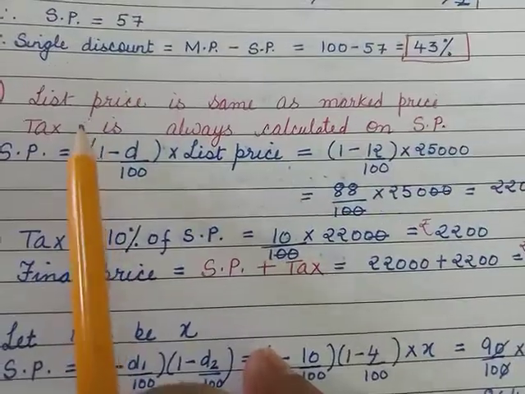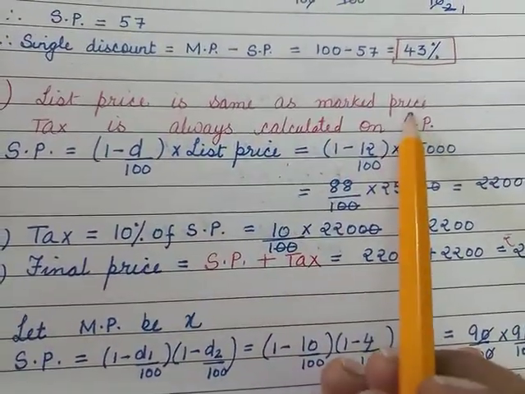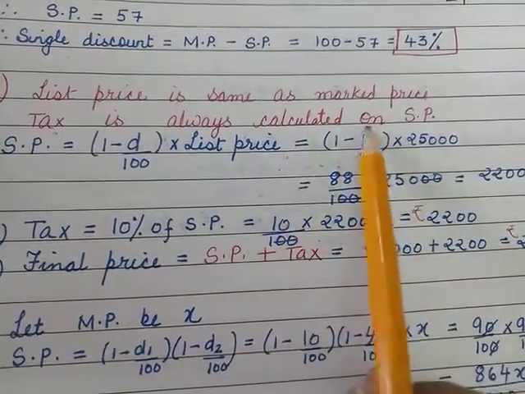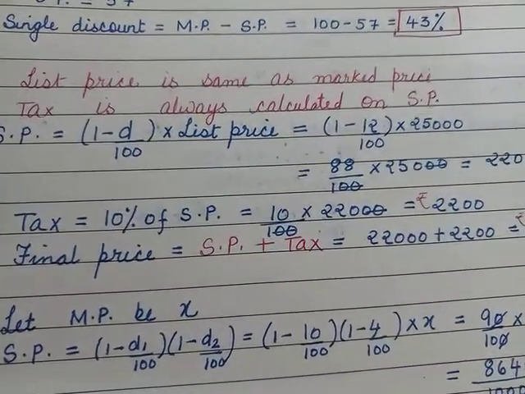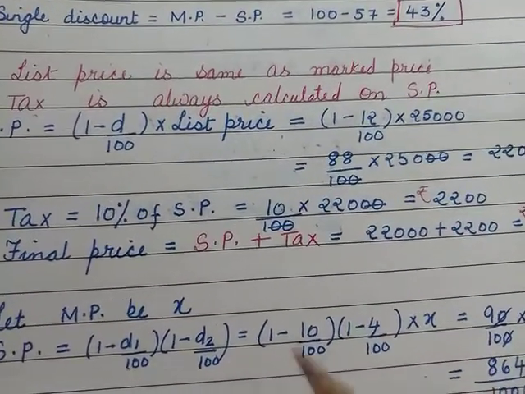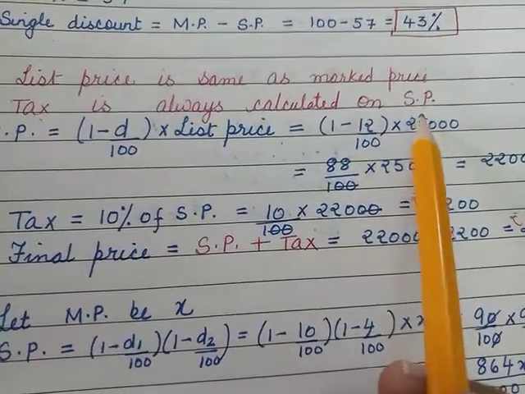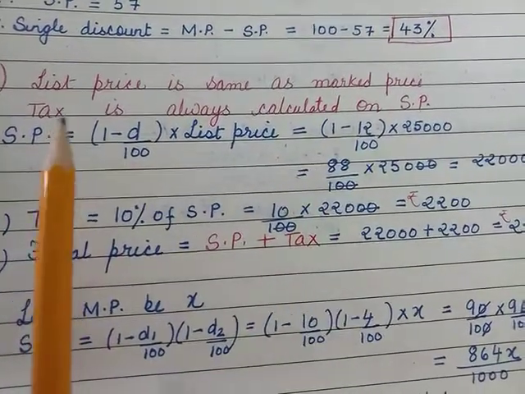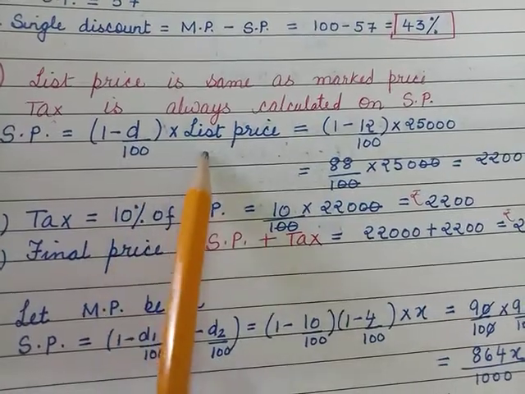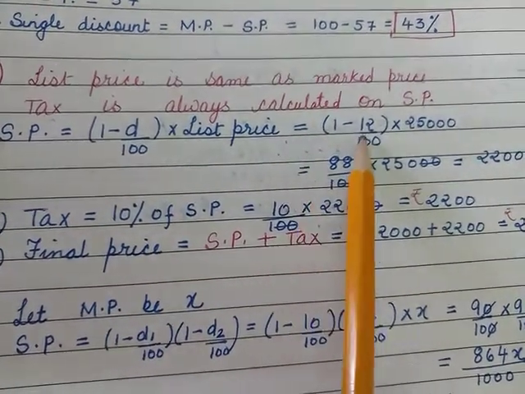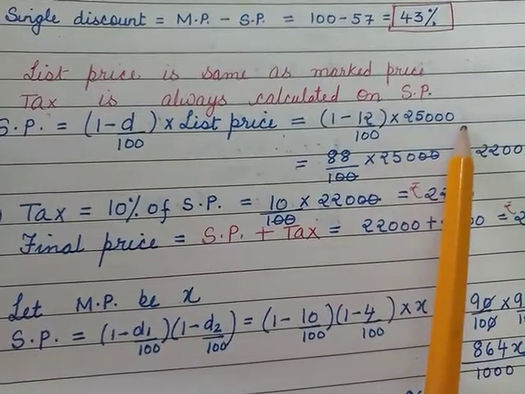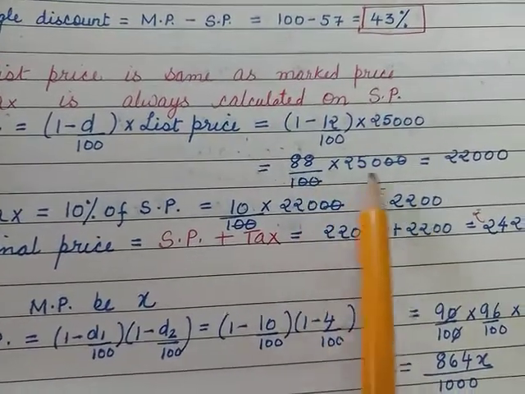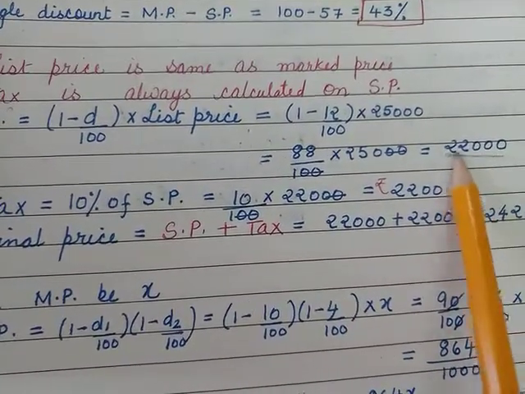So first we will understand that the list price is same as mark price. And it is very important to remember that tax is always calculated on selling price. At whatever price you are purchasing the article, on that price only you are going to pay the tax, whatever the mark price may be. So firstly we calculate the selling price as the 12% discount is there. So 1 minus D upon 100 into list price, that becomes 1 minus 12 upon 100 into 25,000. 100 minus 12 will give you 88 upon 100 into 25,000. And we cancel it out, what we get is 22,000.